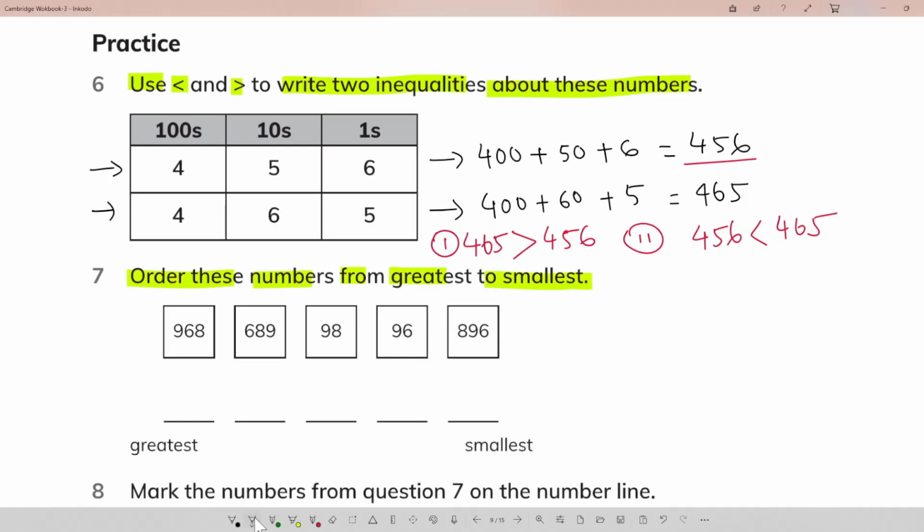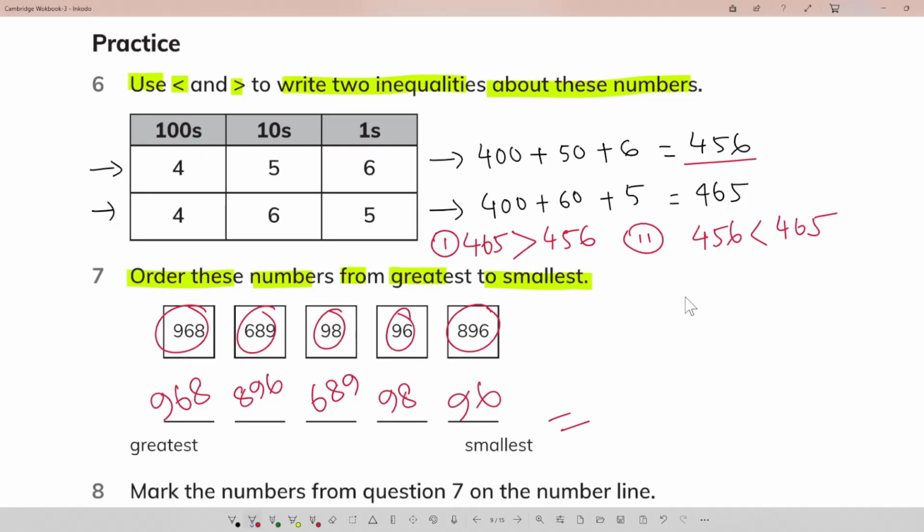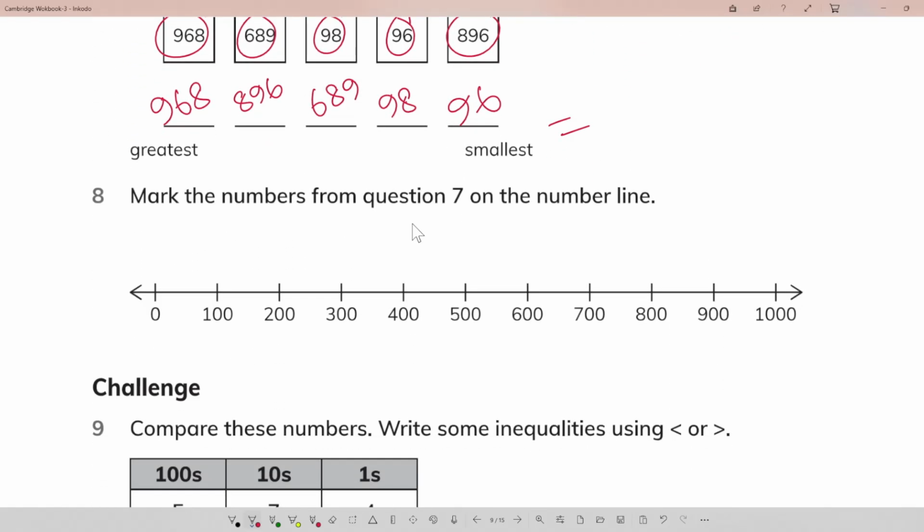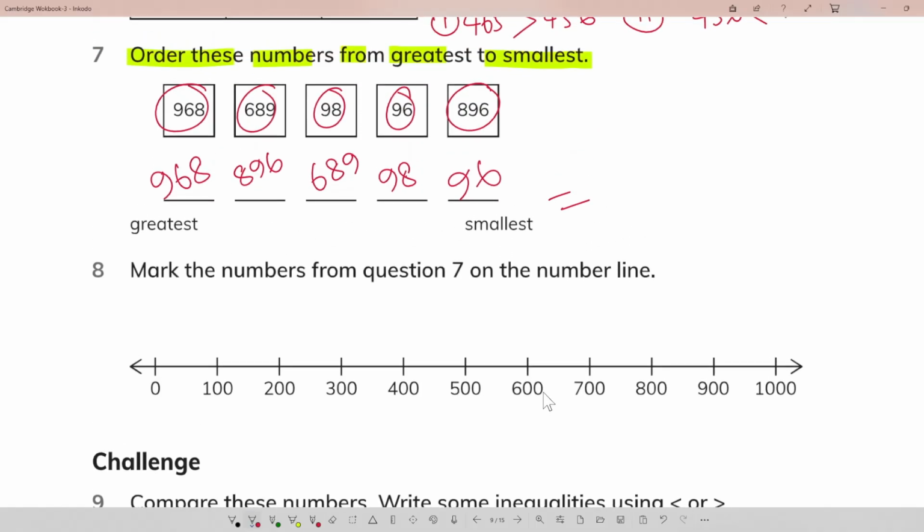It means we have to find out the higher one. So 968 is the biggest, it means highest, greatest, and then 896, and then 689, and then 98, and our smallest number is 96. Very simple. Now mark the numbers from question 7 on the number line. Look, first one is 96, so 0 to 100, in the middle is 50, right?